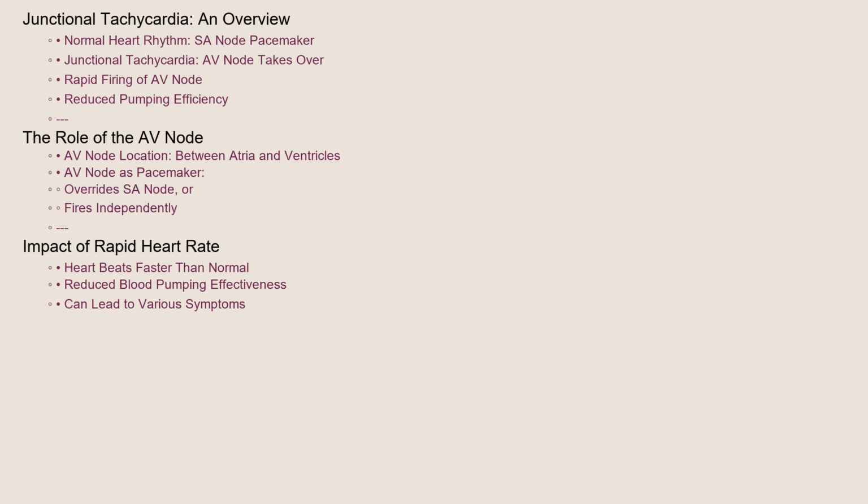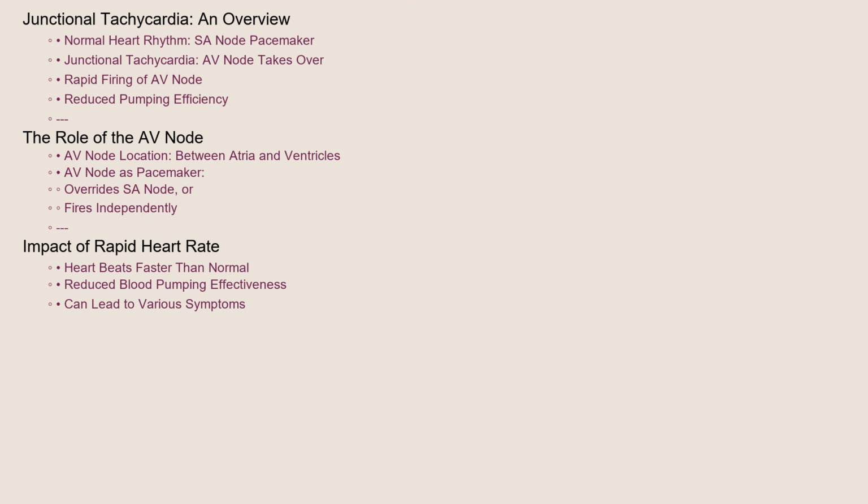Now, let's explore what's happening inside the heart during junctional tachycardia. Normally, the heart's rhythm is controlled by the sinoatrial or SA node, which acts as the heart's natural pacemaker. It sends electrical signals that tell the atria to contract, followed by the ventricles. However, in junctional tachycardia, the atrioventricular or AV node, or the tissue surrounding it, takes over as the dominant pacemaker. This AV node is located in the junction between the atria and ventricles.